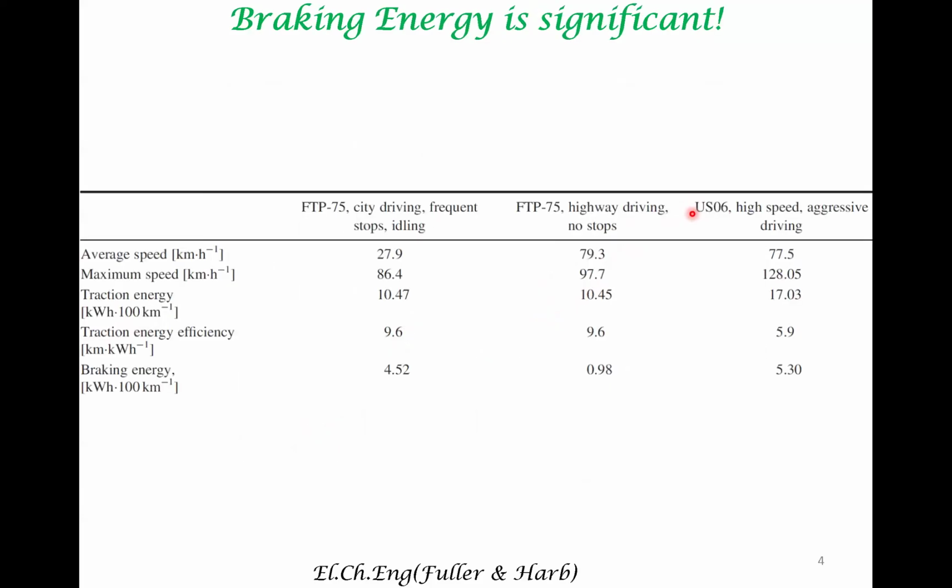So let's look at some more data. Here, there are a lot of numbers, but let's focus on a few things. You have the average speed, given by this number, which is quite different from the maximum speed. What is important are two rows. One is the traction energy, let's say the energy to overcome friction, and here it is around 10, and the braking energy is almost half of that. This is the energy that gets dumped, and it is typically not recovered by the vehicle.